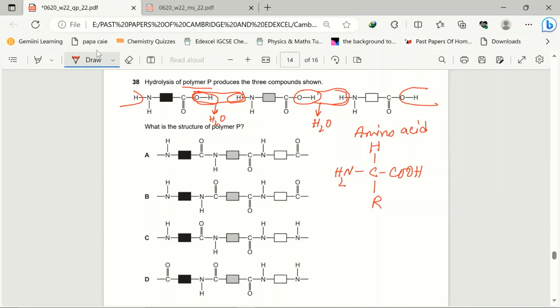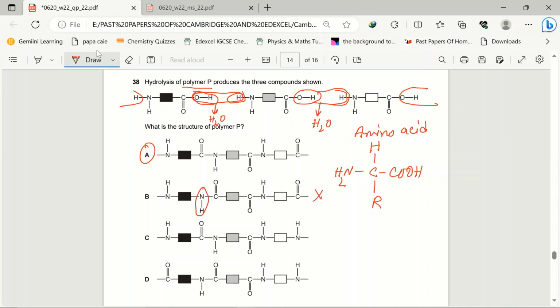So NH, black block, then C double bond O, C double bond O, then NH, NH, then gray block, C double bond O, C double bond O, then you have NH, NH, then this block, and C double bond O, then bond extension. A is the only correct answer. Let's see why they are wrong. See, NH, black block, then NH, this is incorrect. This should be C double bond O.